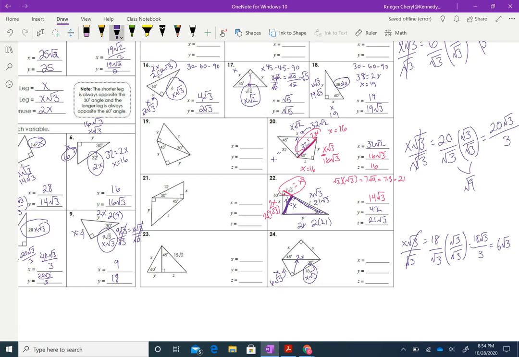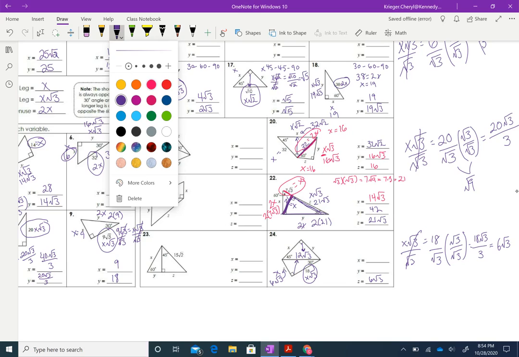So 6 root 3 is z. And 2 times that, if I'm plugging it in, is 2 times 6 square root of 3, which is 12 square root of 3. So I'm going to erase all this and put 12 root 3. 12 root 3 is my hypotenuse for the 45, 45, 90.